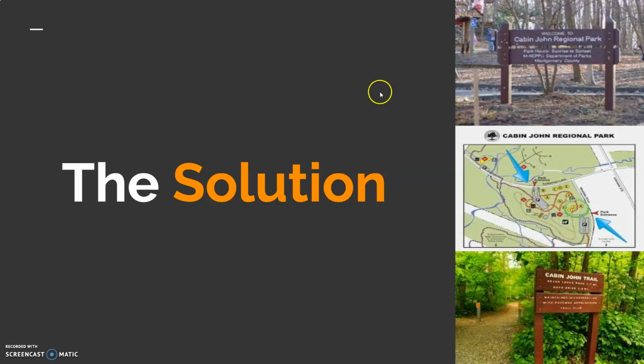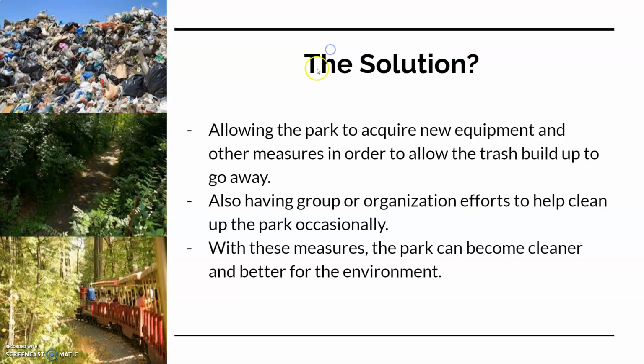Anyways, next would be the solution, where they have to show the solution. So, the solution: allowing the park to acquire new equipment and other measures in order to allow the trash buildup to go away. Also having a group or organization to help clean up the park occasionally. So we could hire more people to do this. We could hire a crew who came in a few times a week to take the trash out of the trash bins and recycle, and even go around the park and see if there's any trash left around. With these measures, the park can become cleaner and better for the environment.